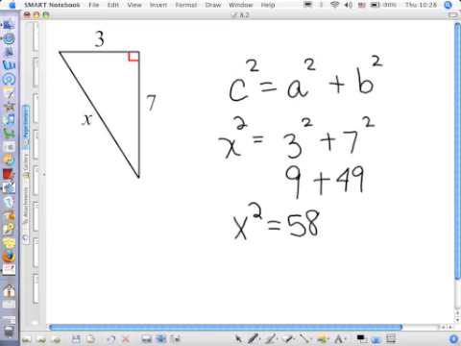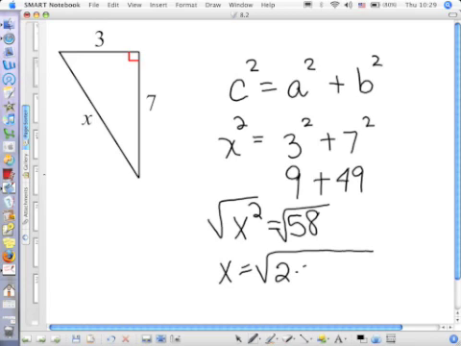Now I've got to take the square root of both sides. And I've got to break 58 down. 2 times 29. Nothing can come out of there, can it? 29 is a prime number. Okay? So x is equal to the square root of 58. It could not be simplified.